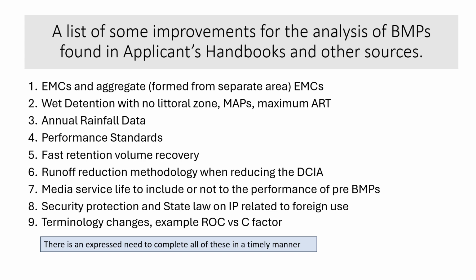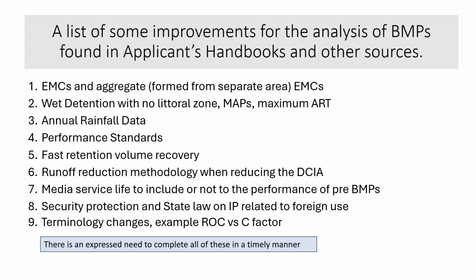Accurate annual rainfall data is fundamental, and its incorporation into our analysis requires consistent updates and robust methodologies. A significant area for development involves establishing clearer and more comprehensive performance standards for BMPs. This ensures they consistently meet design objectives. We also need to consider the rapid recovery of retention volume in our designs, which impacts the system's ability to handle subsequent storm events. Another important aspect is refining the runoff reduction methodology, especially when accounting for reductions in directly connected impervious areas, or DCIAs.